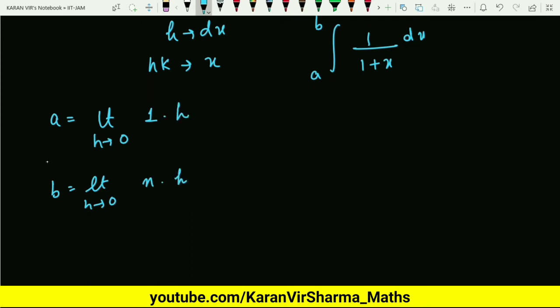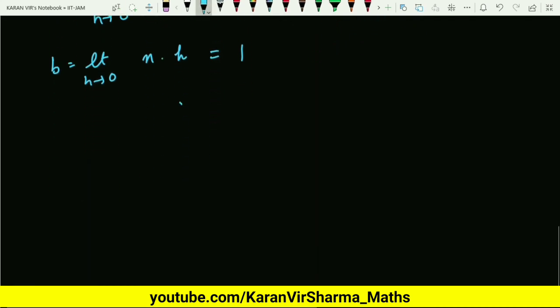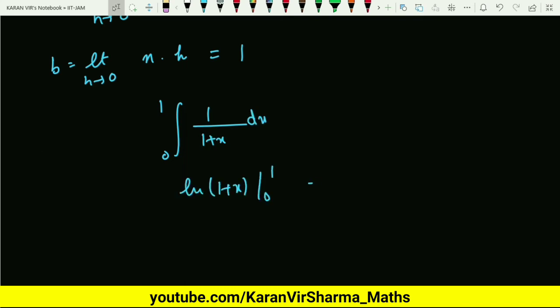On multiplying it with h, now just calculate the limit. The lower limit will be 0, and we know that n is nothing but 1/h, so it gets cancelled out and the upper limit comes out to be 1. So the limits are 0 and 1. Let us substitute and solve it out. So this is the integral from 0 to 1 of 1/(1+x) dx. This is nothing but log(1+x) from 0 to 1, which comes out to be natural log 2.